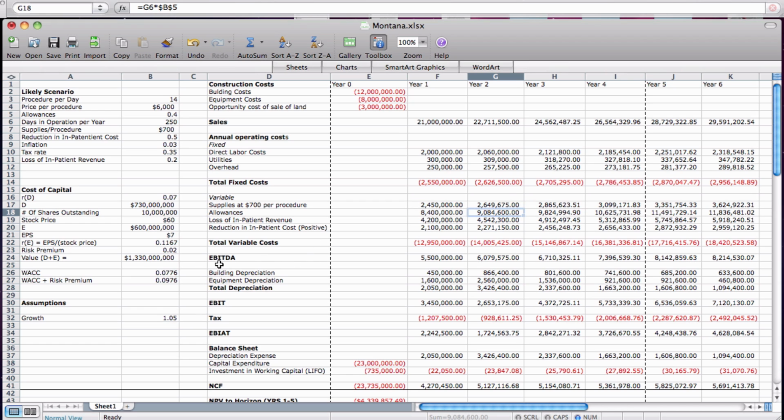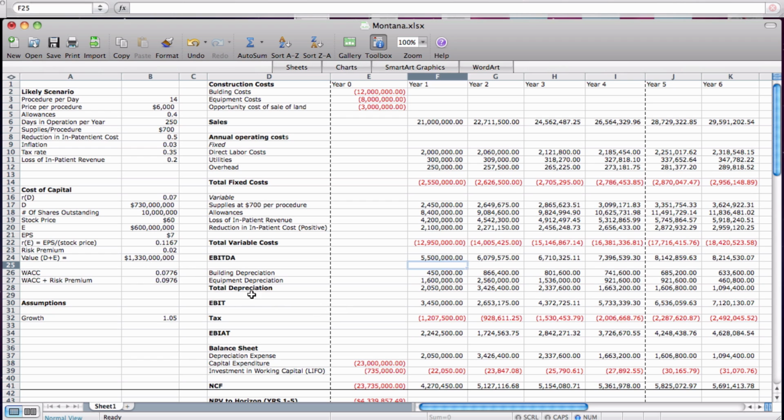And that brings us down to EBITDA, earnings before interest, taxes, depreciation, and amortization. And that is simply our sales minus our total variable costs and total fixed costs. And now we've got depreciation. We have to minus that from EBITDA in order to determine what our tax rate will be. And that is because depreciation is essentially a tax shield.